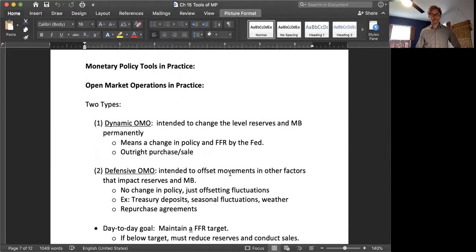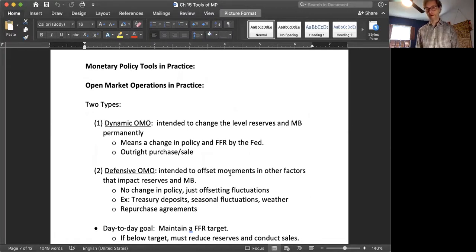Okay, let's talk about open market operations first. Once again, now we're just going to talk about the more mundane or detailed information about how open market operations work. In practice, there are two types of open market operations that the Fed does, dynamic or defensive.